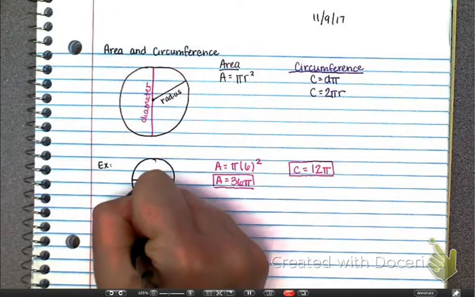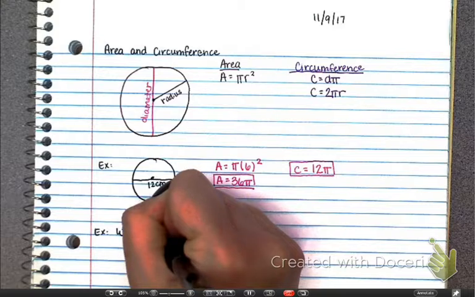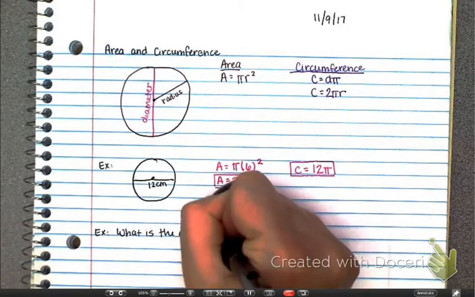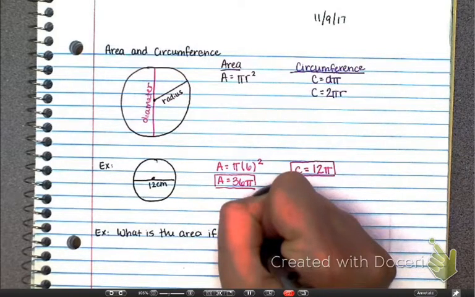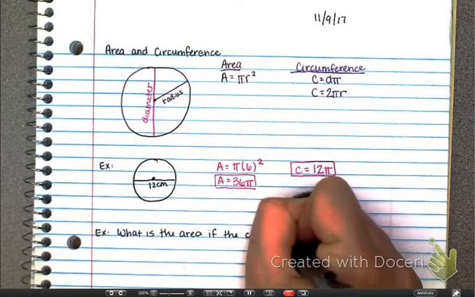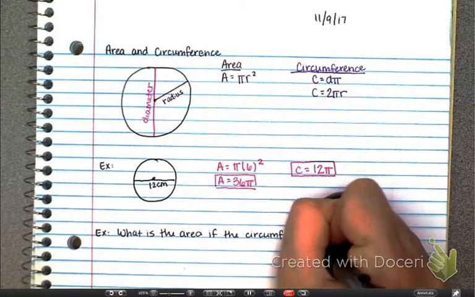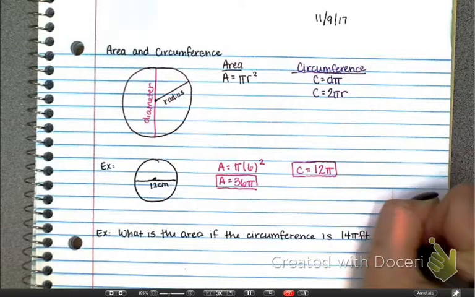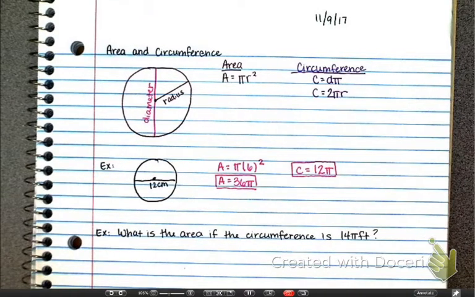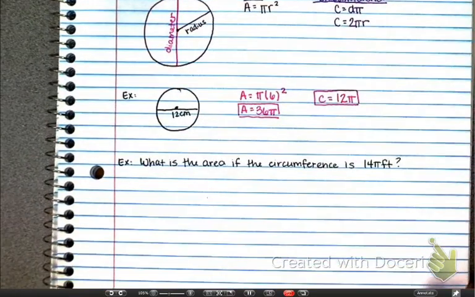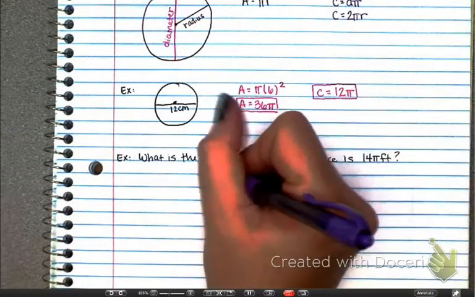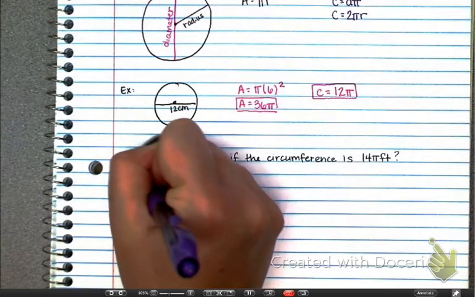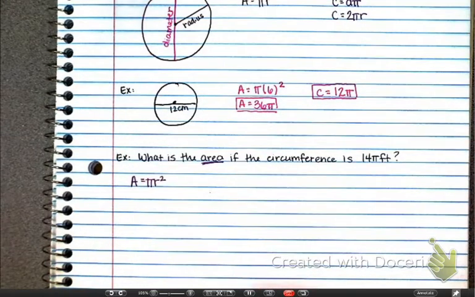So what is the area if the circumference is 14 pi feet? So we want to know what the area of this circle is. We want to know area equals pi r squared. That's what we're looking for.